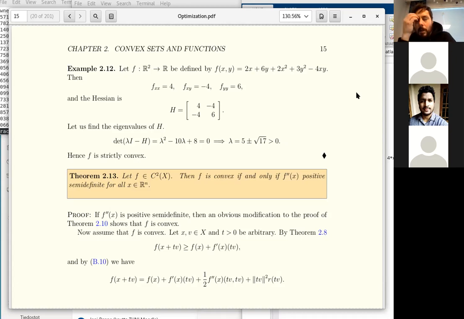Strict convexity follows from positive definiteness of the Hessian, and convexity follows from positive semi-definiteness. Of course, it may be strictly convex even if the Hessian is positive semi-definite, but if it's positive semi-definite, we cannot rule out the possibility that the inequality, which in strict convexity cannot be an equality, is sometimes equal. That's the thing.